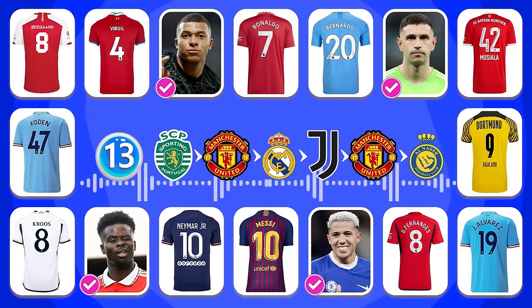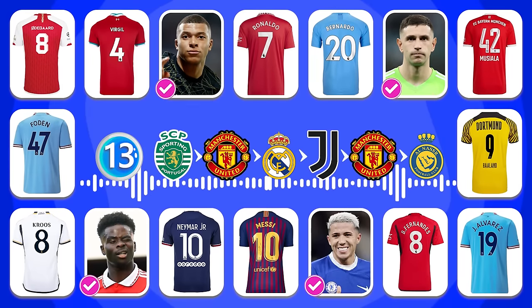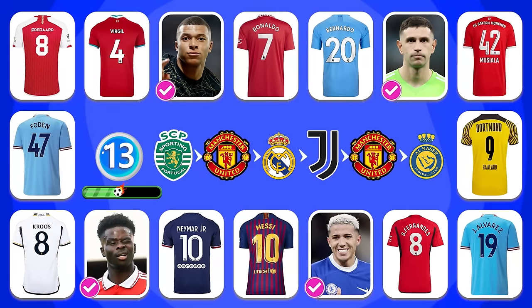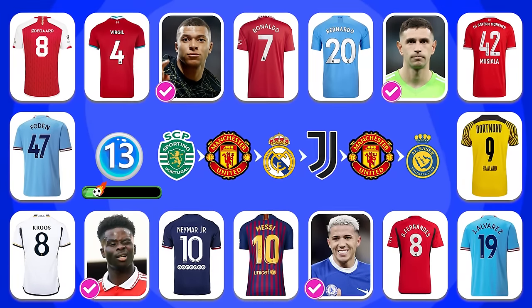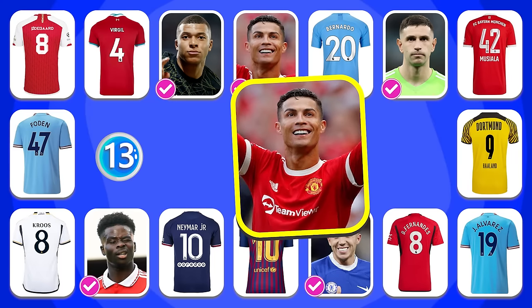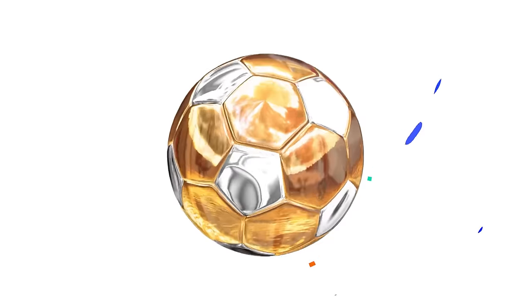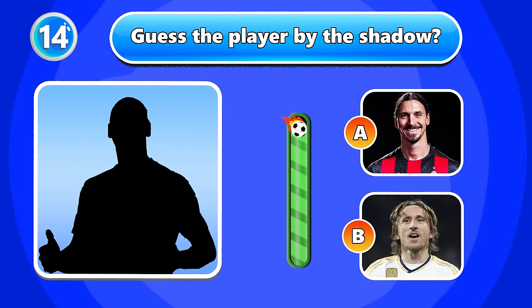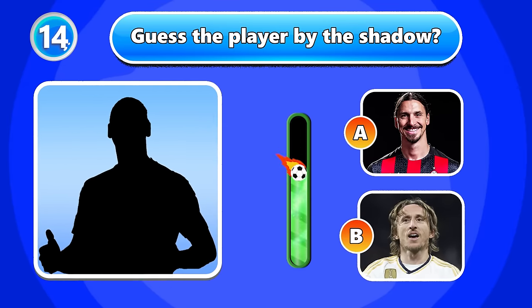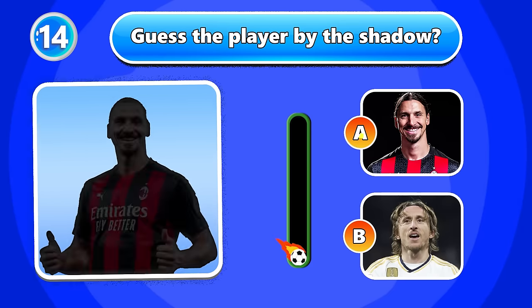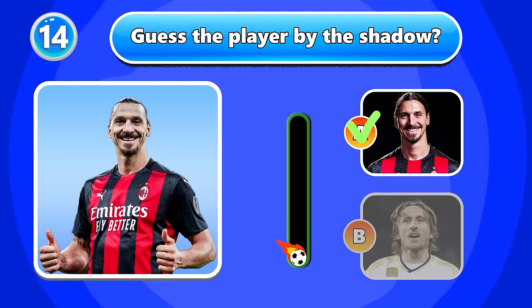Question 13. Listen to this song. Can you guess? It's Cristiano Ronaldo. Keep going. Question 14. Guess the player by the shadow. Oh, it's Zlatan Ibrahimovic.